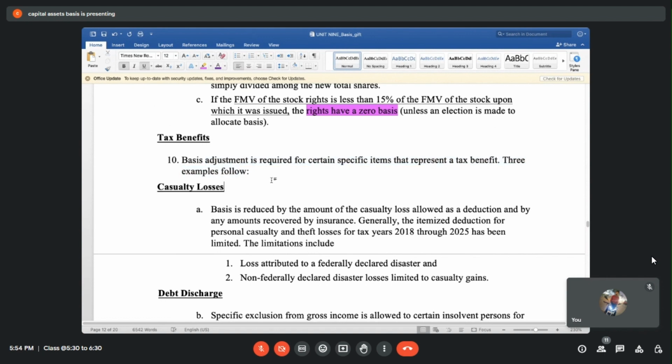Any items which are resulting in some tax benefits, in that case, the basis adjustments have to follow. For example, if there is a credit, an energy credit given on the solar panels which are being installed. A solar panel is a capital asset item. There is a tax benefit given on it, then that benefit you're getting should adjust the basis.